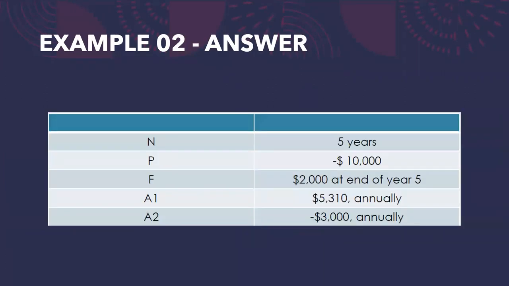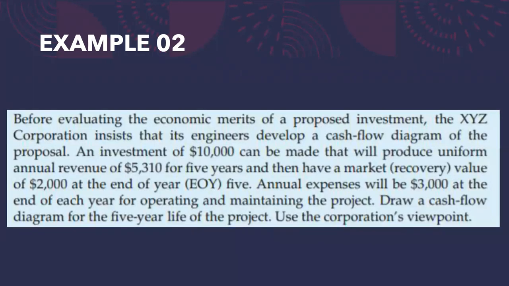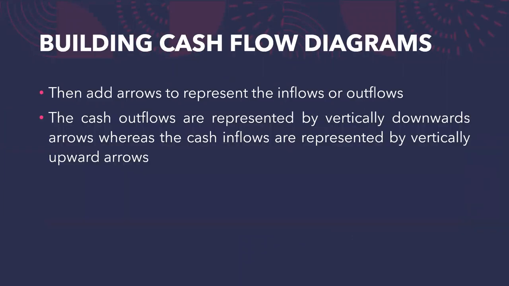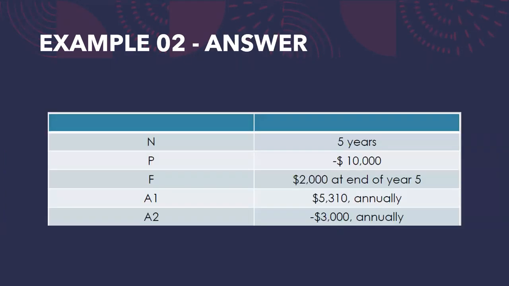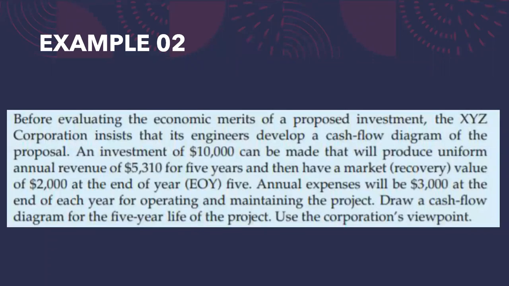I'll show the answer. So first of all, you need to identify the given information like this. The number of years or the period is 5 years. The initial loan amount is $10,000. And the F value, that is the future value. Not the future value, actually, what it says is, at the end of year 5, the value is 2000. The future value is 2000. And annually it will gain 5,310 as a cash inflow and 3,000 as cash outflow.